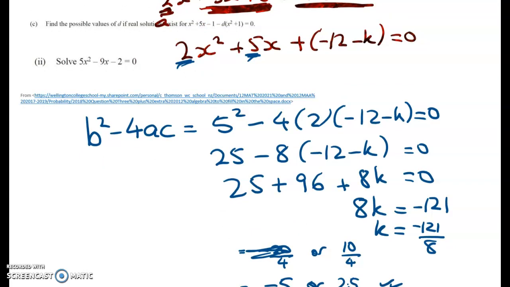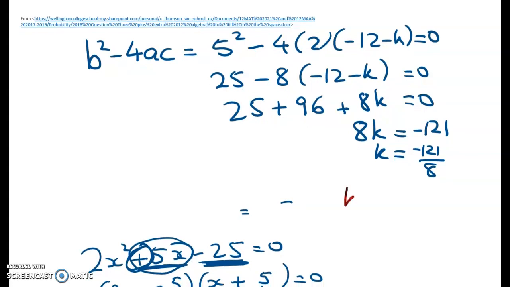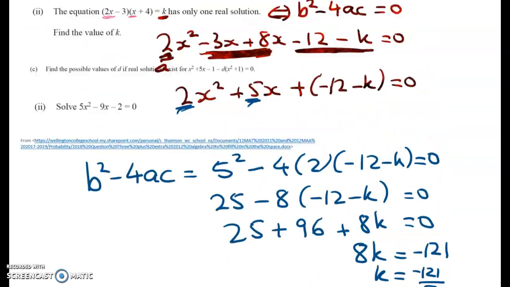Just get rid of that mess over here. Always run out of space. Okay, and that's your final answer. Or you could do it as a decimal. k is equal to negative 15.125. Okay, so that was an excellence question. I think it's pretty straightforward. It's just quite messy algebraic working, and you have to be careful not to mess up, right?